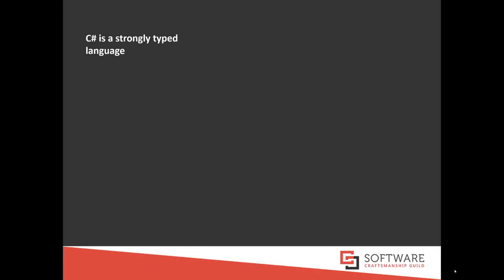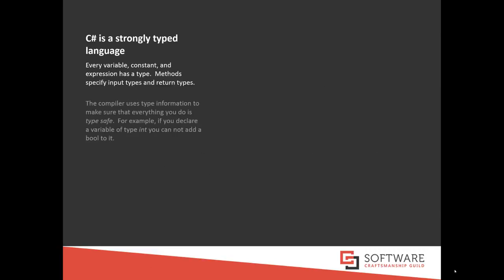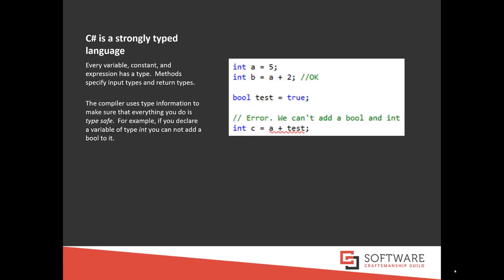C# is a strongly typed language. And what that means is that every variable, constant, and expression must have a type. Methods will specify input types and return types. The compiler uses this type information to make sure that everything you do is type safe. So for example, once I declare that a variable is a type of integer, you cannot add a boolean to it. So in this block of code, I declare an integer a and I set it equal to 5. I can declare a second integer b and set it equal to a plus 2. That's perfectly fine. B would have the value of 7.